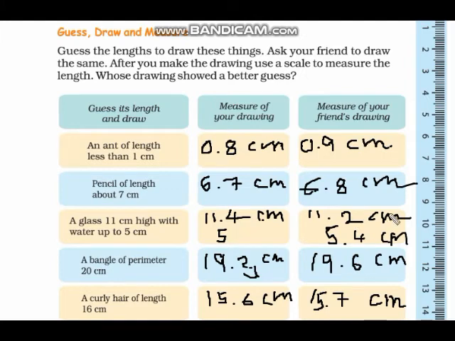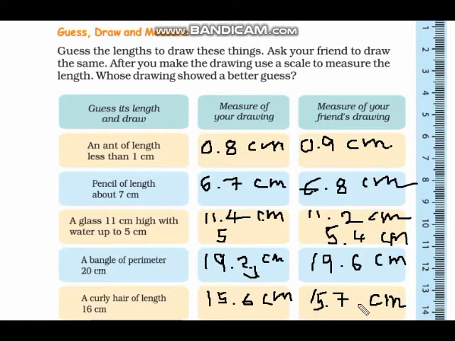Similarly do here also, and here, a bangle of perimeter 20 centimeter. First you have guessed to draw a bangle of perimeter 20 centimeter. Then you have drawn a bangle and the measure of your drawing is 19.3 centimeter and the measure of your friend's drawing is 19.6 centimeter. So whose drawing is closer to this 20 centimeter? Your friend's drawing. Here also your friend's drawing showed a better guess.